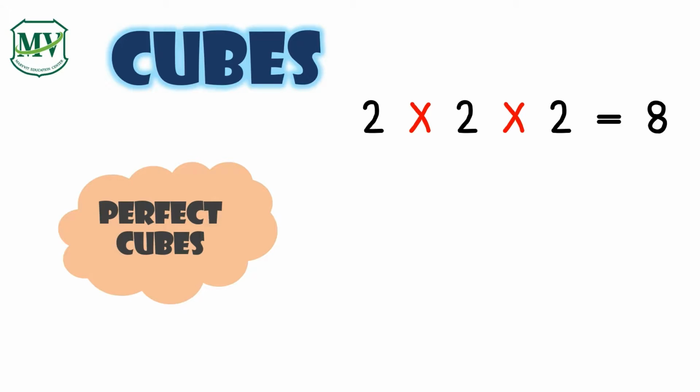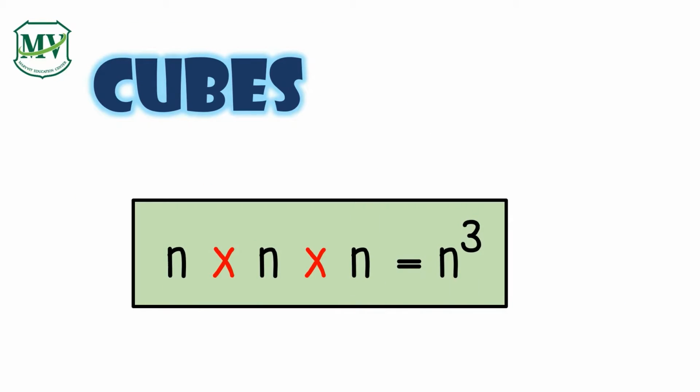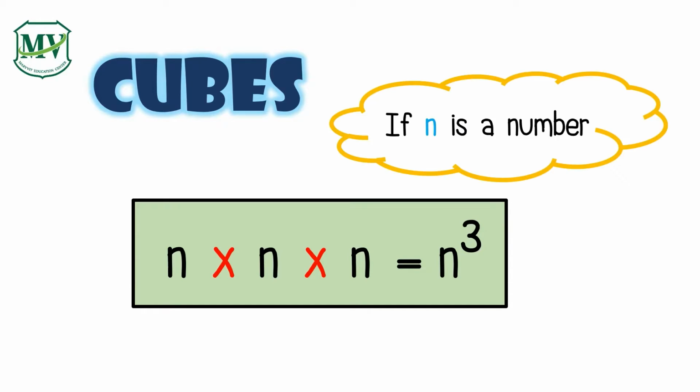So let's continue our lesson about cubes. So 2 times 2 times 2 is equal to 8. So that is a perfect cube. So what is a perfect cube? A perfect cube is a whole number multiplied by itself twice. So we could write the equation for cubes as n times n times n, which is equal to n raised to 3, if n is a number.